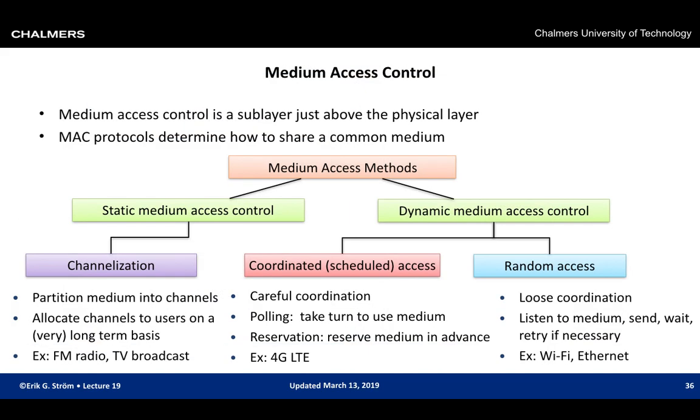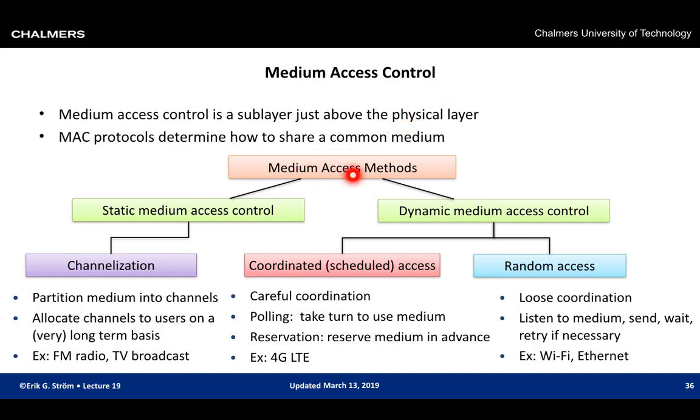Medium access control is also part of the data link layer. We talked about ARQ protocols. These are found in the data link layer. They're also found at other places in the stack at higher protocol layers. The medium access control, however, is only found in the data link layer, and it manages sharing of a common medium. So when you have several transmitters competing for the same medium, then we use medium access control. It's a sublayer of the data link layer just above the physical layer.